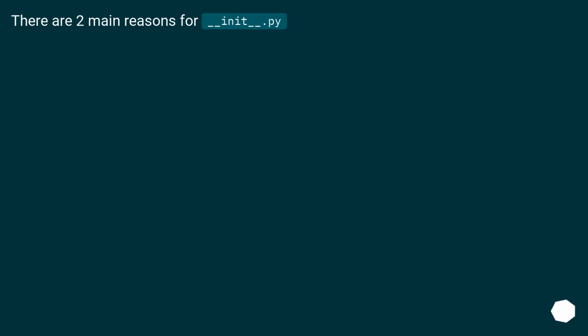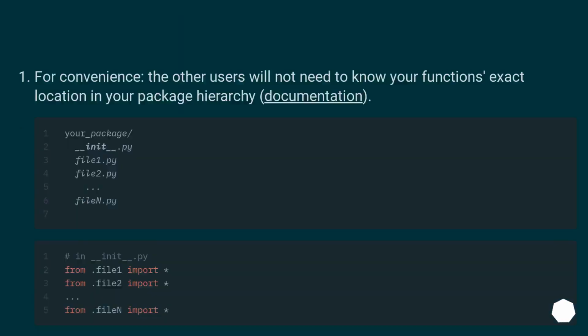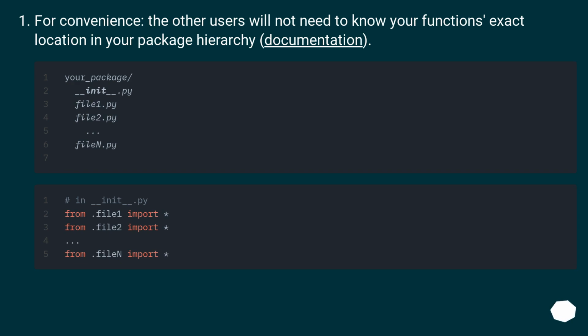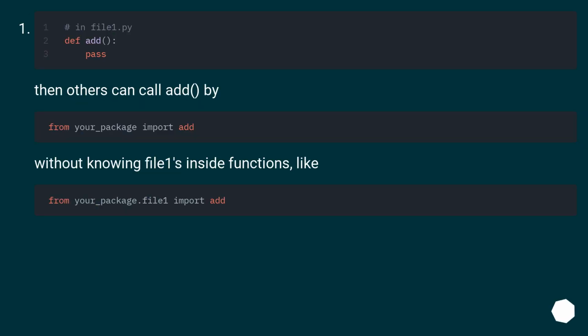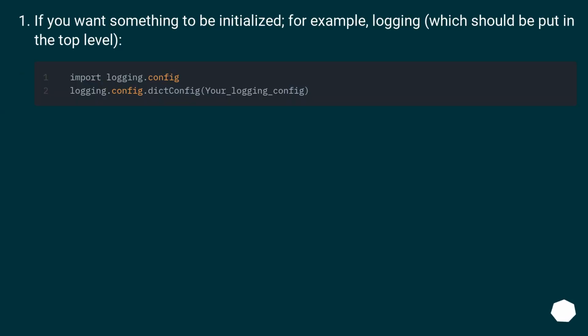There are two main reasons for __init__.py. For convenience, the other users will not need to know your function's exact location in your package hierarchy documentation. Then others can call add without knowing which file it is inside. Functions like, if you want something to be initialized, for example, logging, which should be put in the top level.